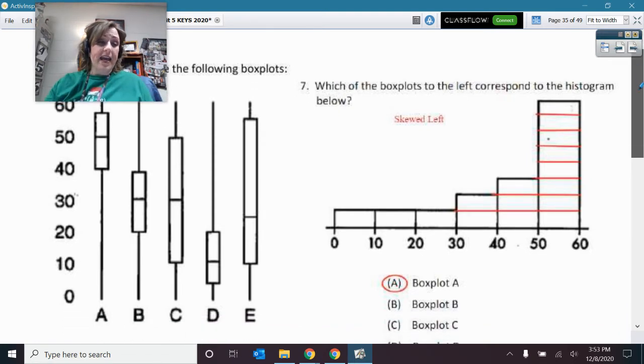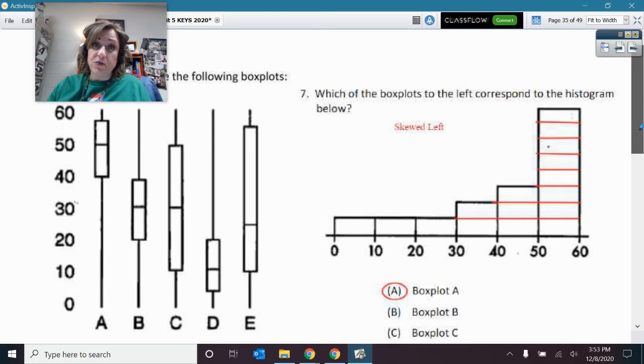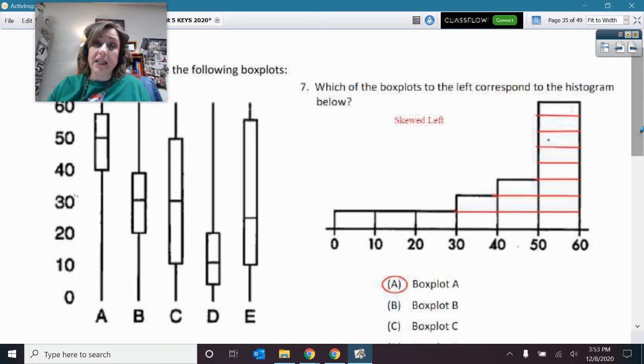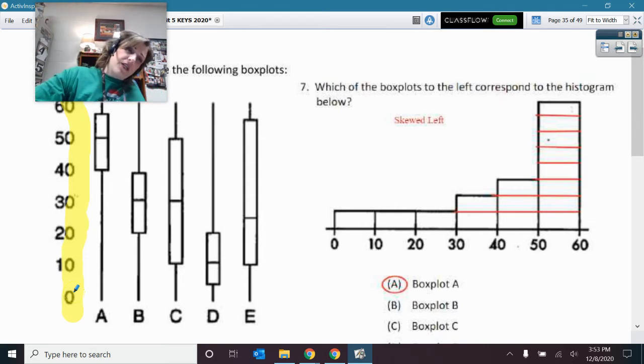All right, so now we have these 5 box plots over here, and we want to then match up the histogram that goes with them. Now, what I want you to make sure that you do is turn your head correctly when you go to take a look at these box plots, okay? Turn your head so that your number line has the 0 on the left. I'm going to go this way, so that I can see the 0 is on the left.